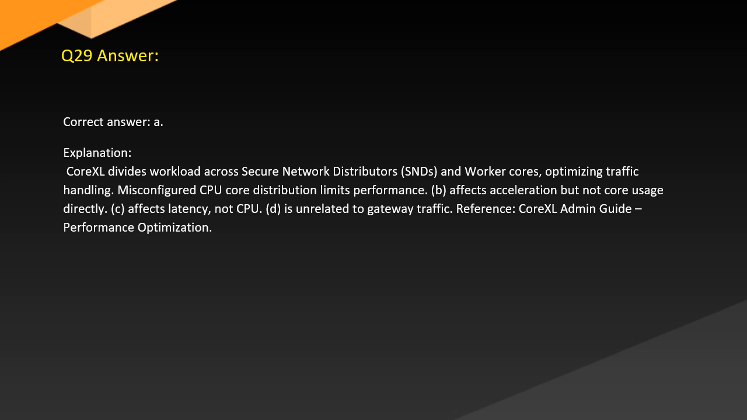Answer. Correct answer, A. Explanation. CoreXL divides workload across Secure Network Distributors (SNDs) and worker cores, optimizing traffic handling. Misconfigured CPU core distribution limits performance. B affects acceleration but not core usage directly. C affects latency, not CPU. D is unrelated to gateway traffic. Reference: CoreXL Admin Guide, performance optimization.